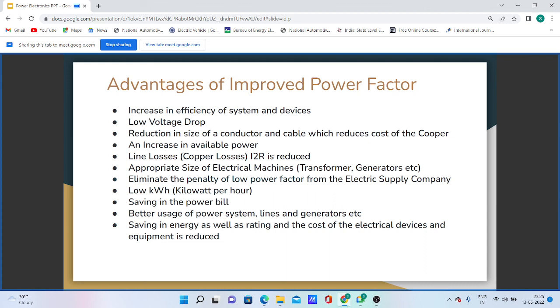Next improvement is an increase in available power. Also, line losses are reduced. Next is the appropriate size of electrical machines, for example, transformer and generator etc. And the next improvement is eliminating the penalty of low power factor from the electric supply company.